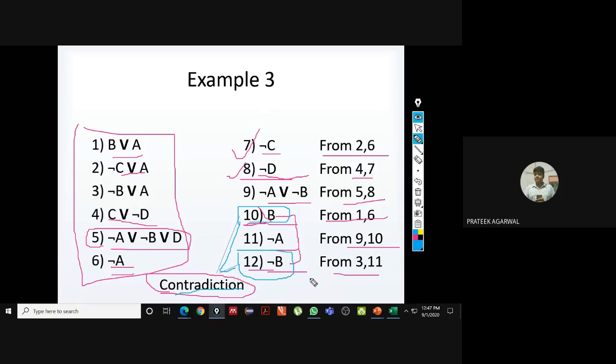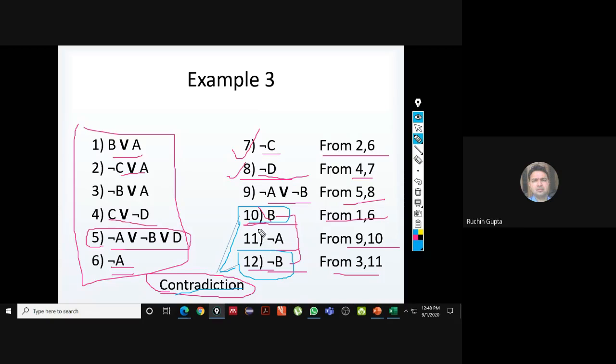Sir, because in statement number 10, the expression is simply B. Yes. In statement number 12, the expression is not B. So when I add both results, the answer of one statement is negative and one is positive, so they cancel out each other. So that's why it's a contradiction.